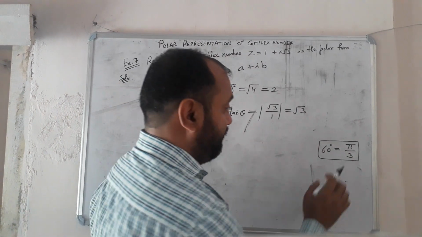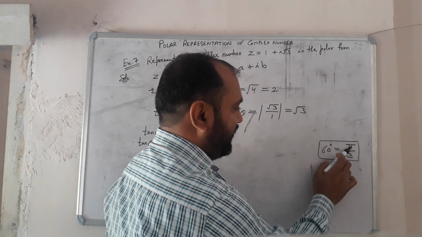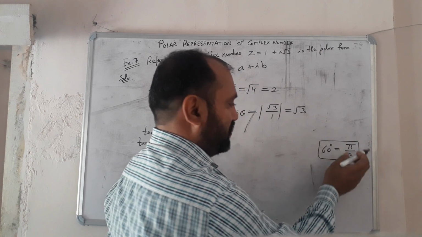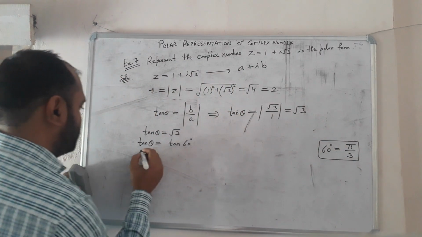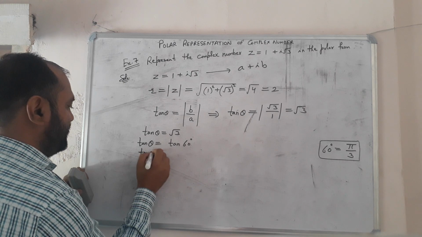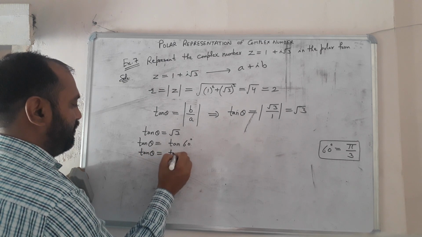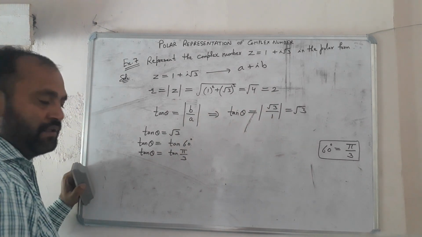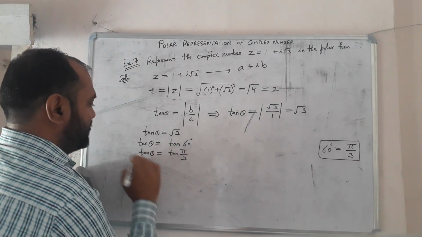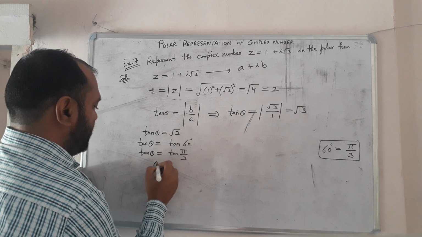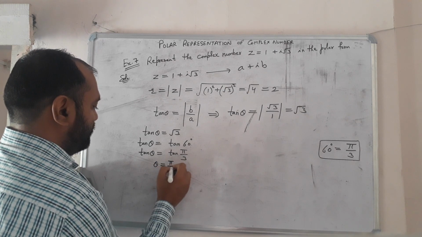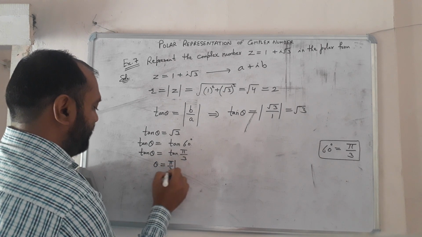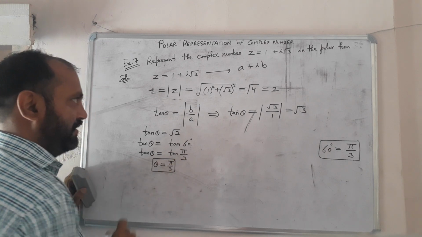So 60 degree means pi upon 3. As we know, the value of pi is 180. 180 upon 3, that is 60. So that's why I am writing this as tan theta equal to tan pi by 3, right? So therefore theta is equal to pi by 3. So we have this value of theta.